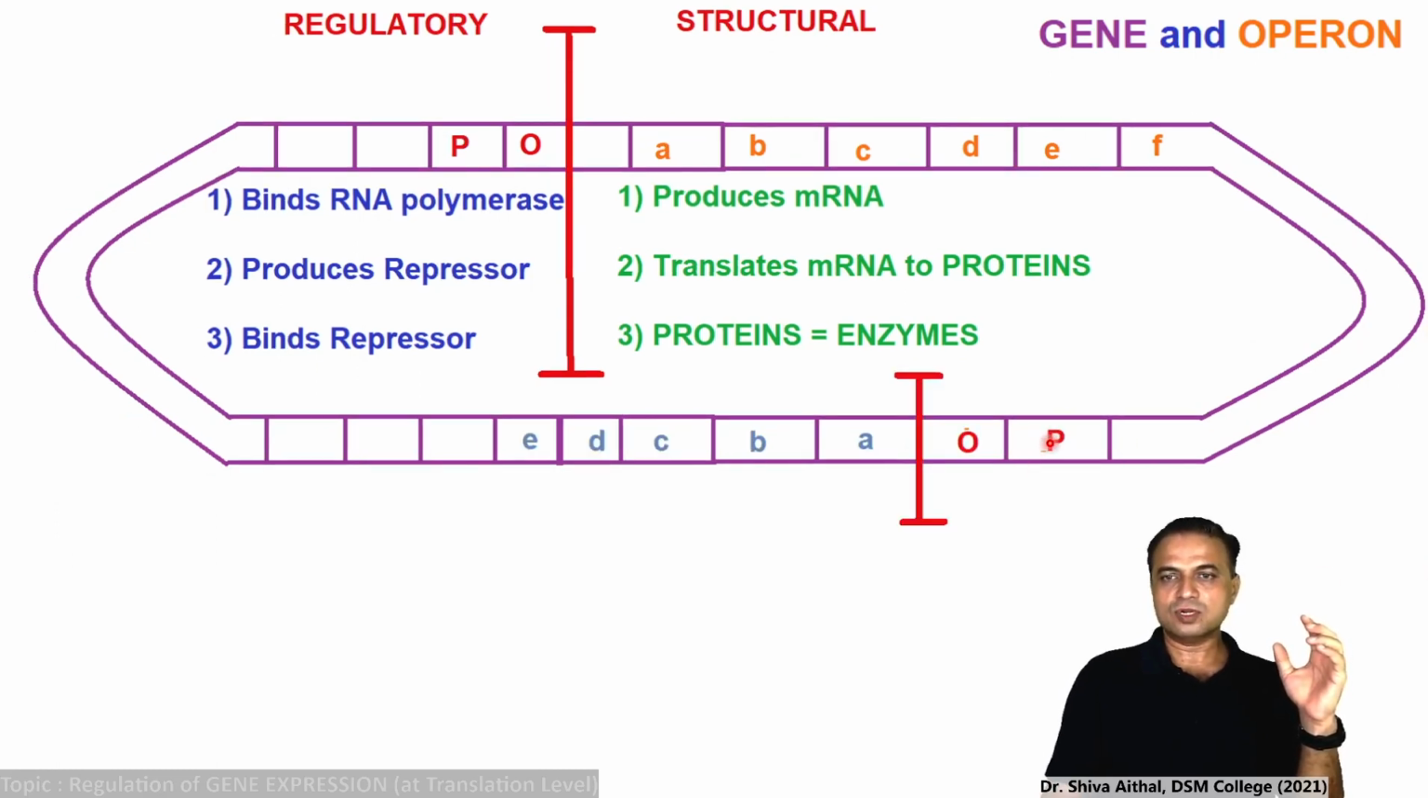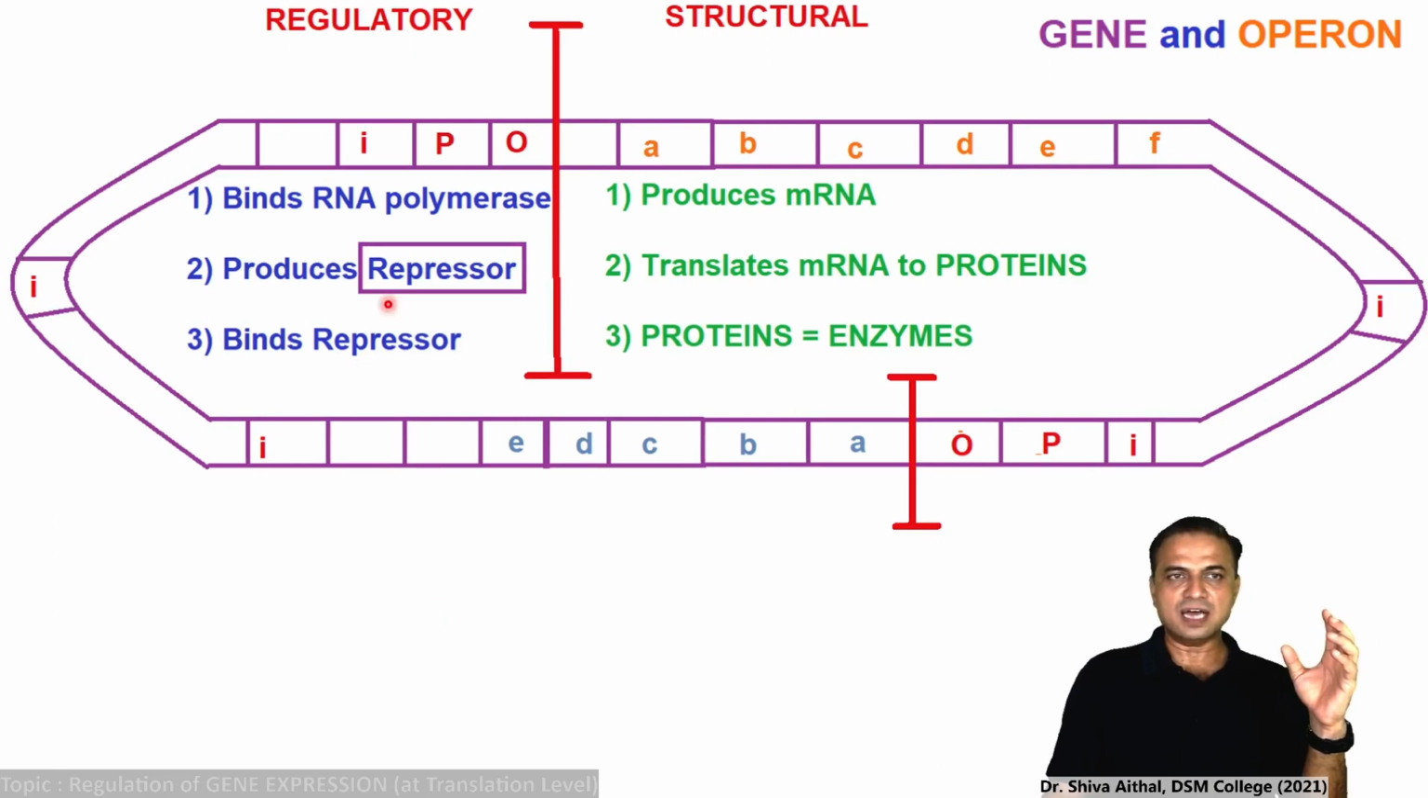This is a promoter, this is an operator, and from exactly the opposite direction another gene, some XYZ gene, whatever the gene. This is a polycistronic molecule. So this is ABCDE, this is ABCDE. It will be transcribed and translated. Okay, and you see the I gene here.